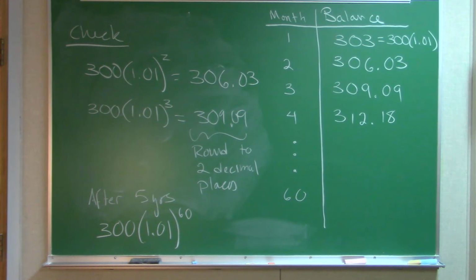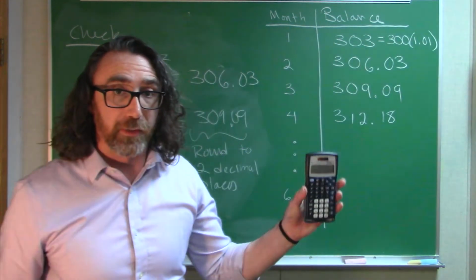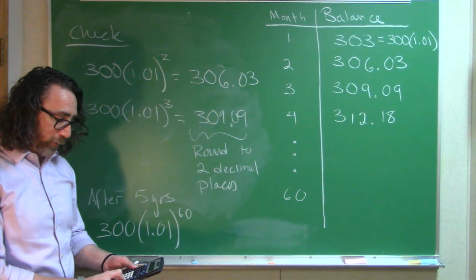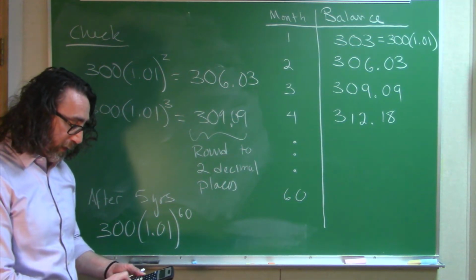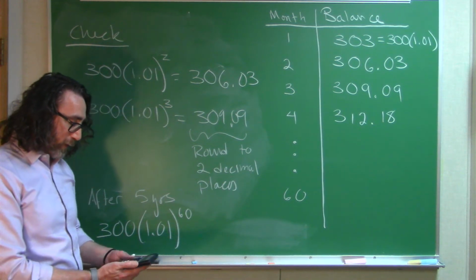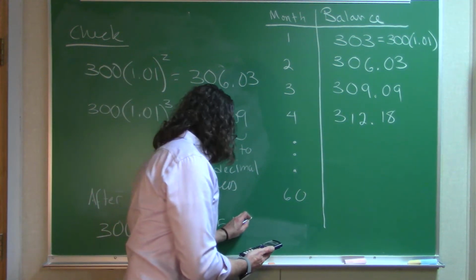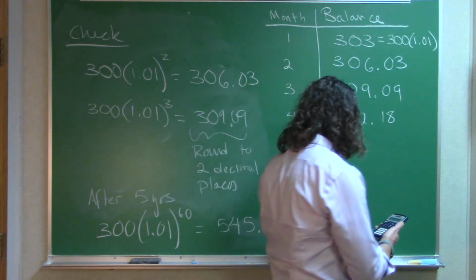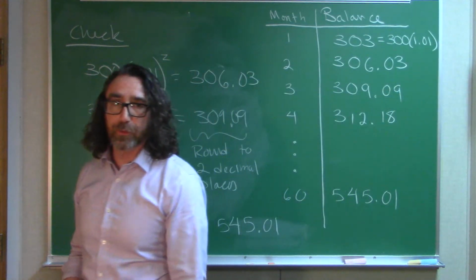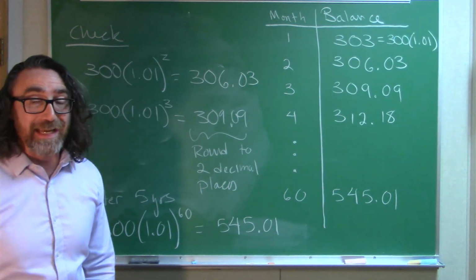Now, if you have a calculator that looks kind of like this, a multi-line display calculator, you can enter this just as it looks. So I'll do 300, first I'll turn it on. 300 times 1.01 to the power 60 equals. Okay, no rounding, no nothing. So I'm getting $545.01, once again rounded to 2 decimal places. Okay, so when you're dealing with these compound interest problems, don't round until the very end.